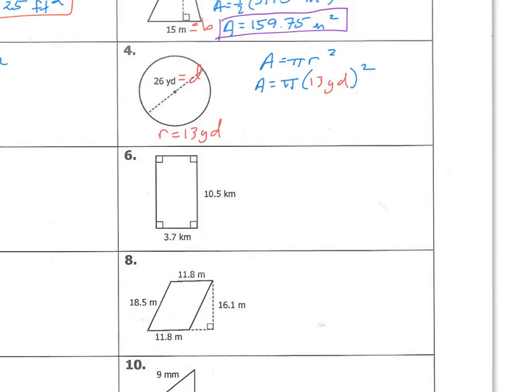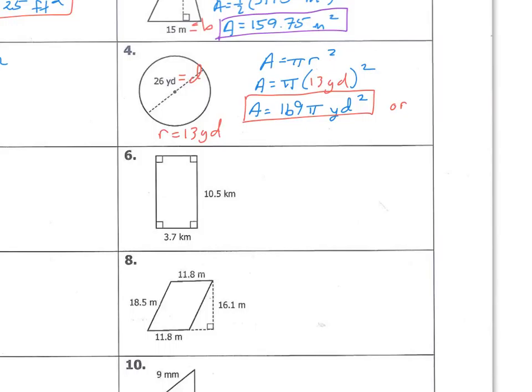Square the 13. If I want the exact answer, this is how it's going to look. 13 squared is 169. The pi follows the number, and then yards squared is yards squared. So this would be my exact answer. Get in the habit of giving me both when it comes to circles. Or if I want to round to the nearest tenth or hundredth, we're going to take the 169 and multiply it by the full pi button on your calculator.